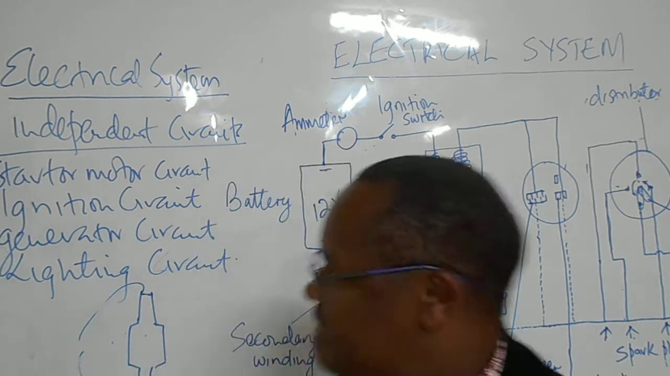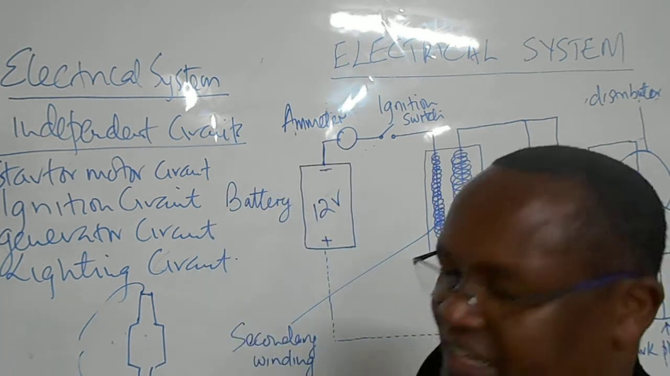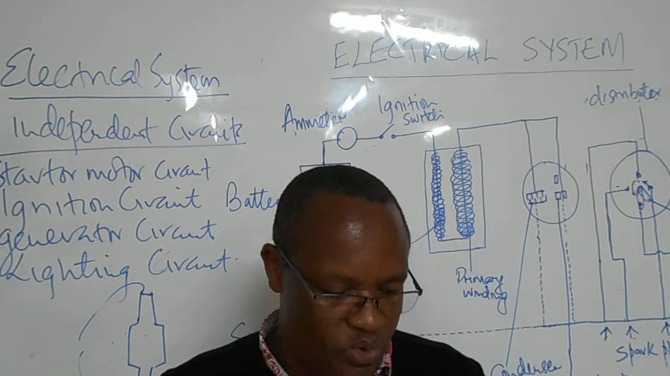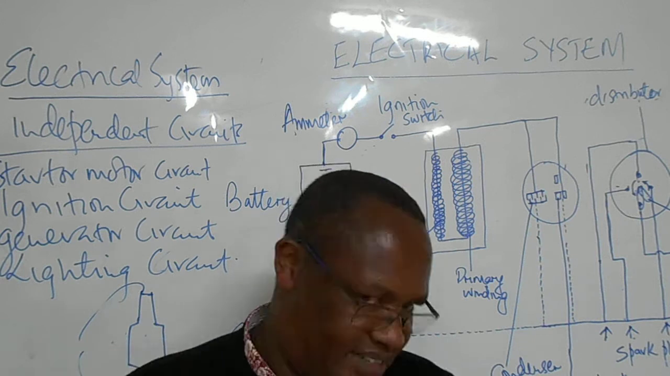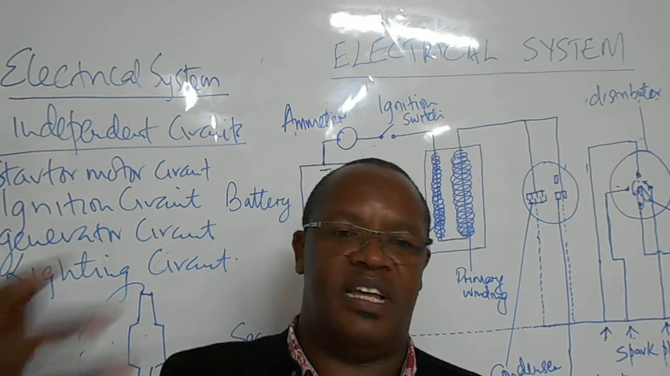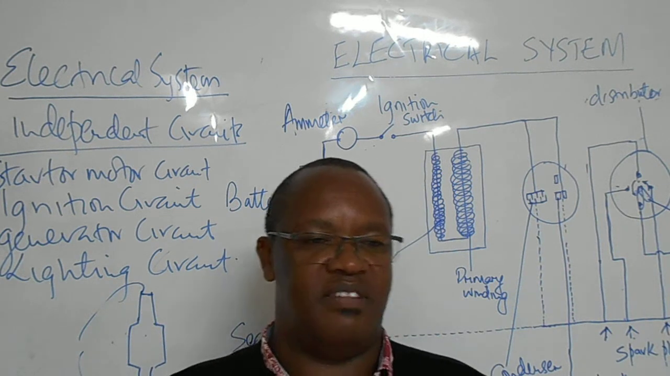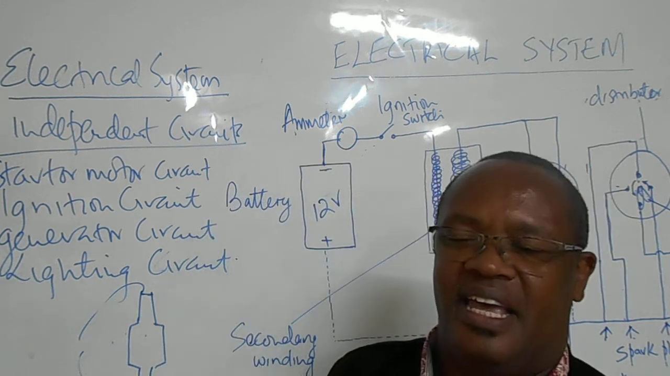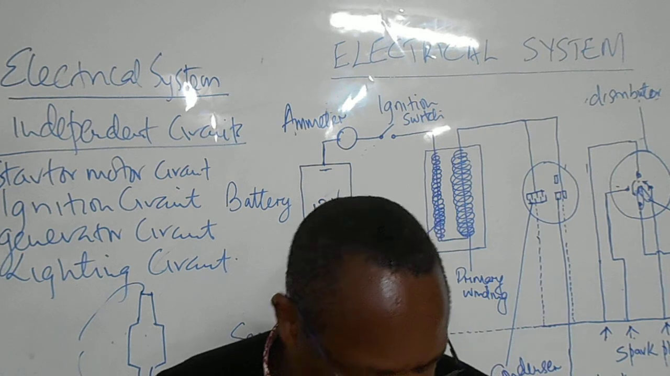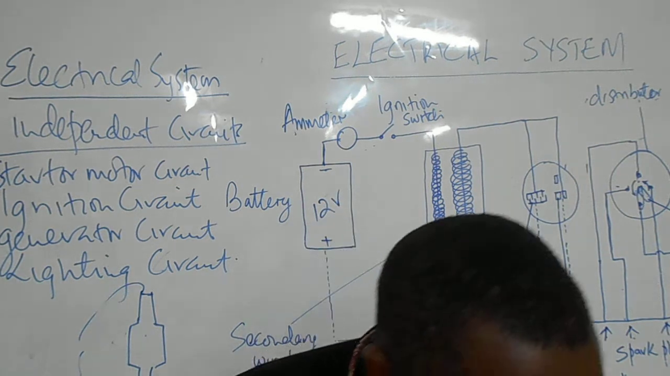Then lastly, we have the lighting circuit. Of course, you know this one is important in lighting. So we have the red lamps, the dashboard, the signals, and the various lights in the tractor. They rely on this system.